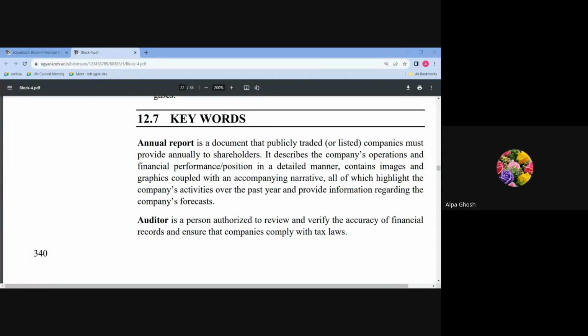Just read the first one. What is an annual report? It is the detailed presentation, description, and information about all the functions of the organization. The second one is auditor. Who is an auditor? An authorized, qualified person who complies with the accounting laws, procedures, and tax laws, and then verifies the accuracy of the financial transactions.